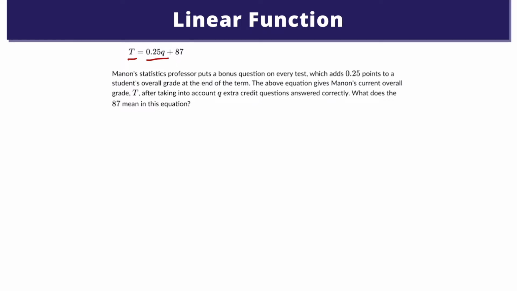0.25Q is the amount of extra credit points earned from the questions answered correctly, and then we are left with this 87. And the question wants us to find the meaning of the 87. So if we read the question, we're able to determine that the 0.25Q is related to extra credit, so we can cross that out. And we know that T is the current grade in the class. So the 87 that's being added to the amount of extra credit the student receives must be his average before adding extra credit, which is our answer for this question. It is the average before the extra credit is added. And that answers this question completely.